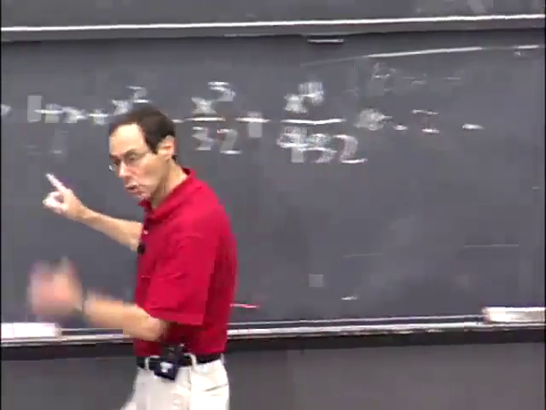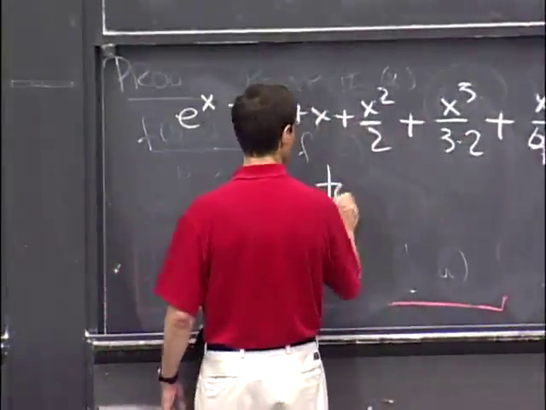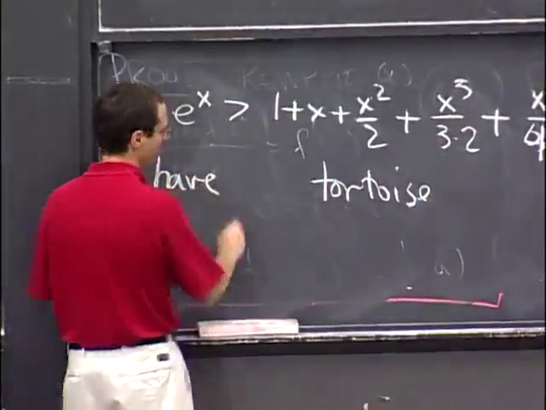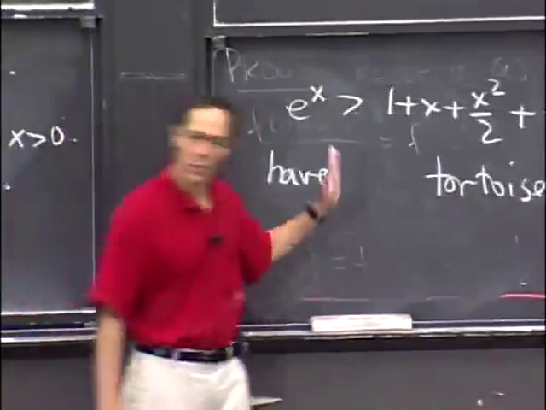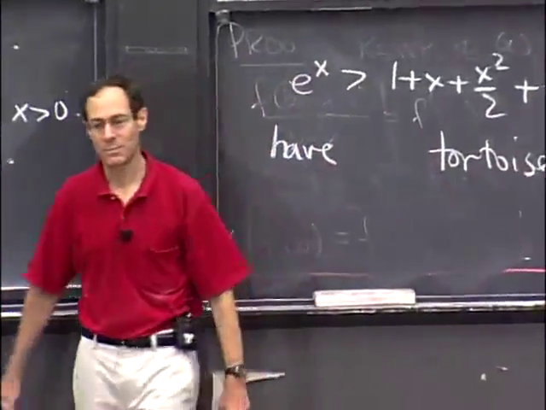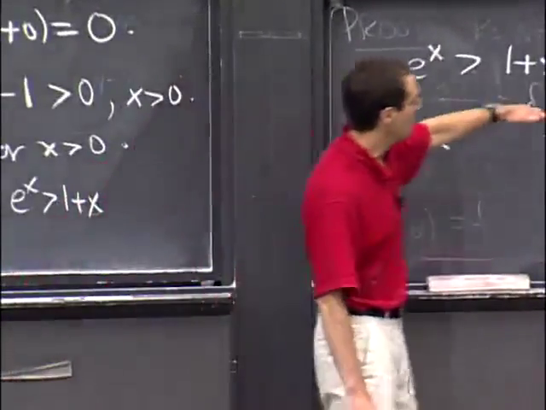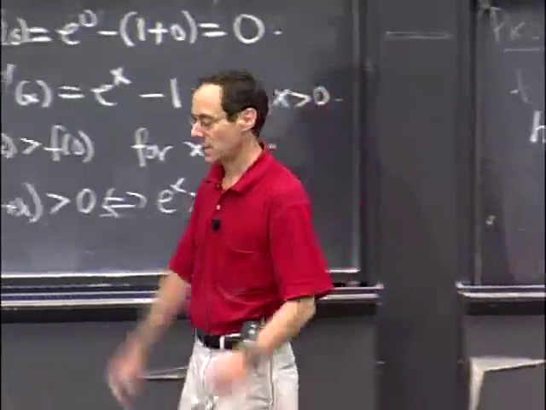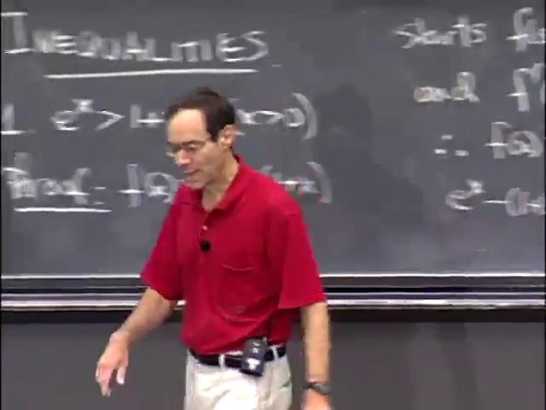And this is like the tortoise and the hare, right? This is the tortoise, and this is the hare. It's always ahead, but eventually, if you go infinitely far, it catches up. So this turns out to be exactly equal to e to the x in the limit. And we'll talk about that maybe at the end of the course.